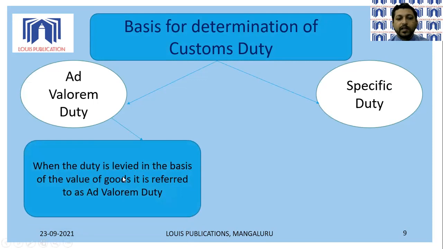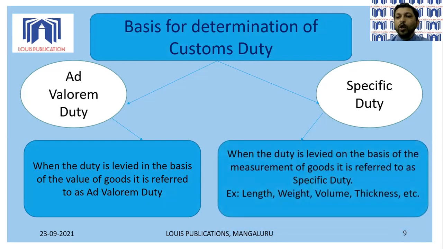So when the duty is levied on the basis of the value of goods, it is referred to as ad valorem duty. Now, when it comes to specific duty, there are some very important points. The valuation of goods will be based on the length. For example, cigarettes: we say the length, then the thickness, weight, volume; all these will be the criteria for the levy of duty. So when the duty is levied on the basis of measurement of goods, it is referred to as specific duty.